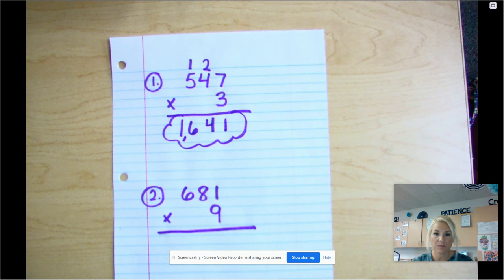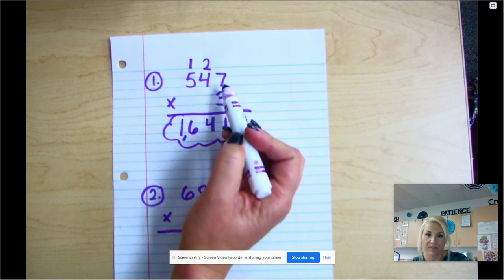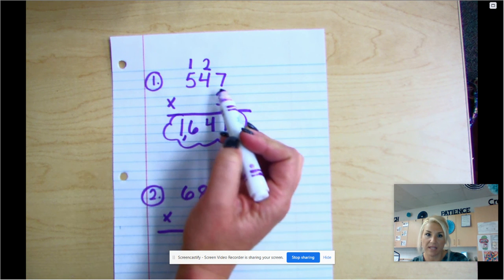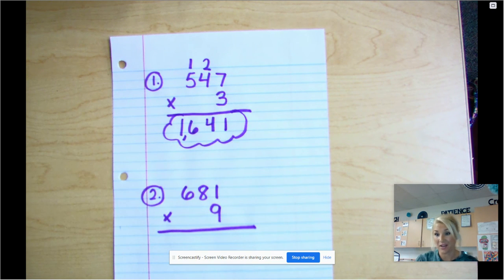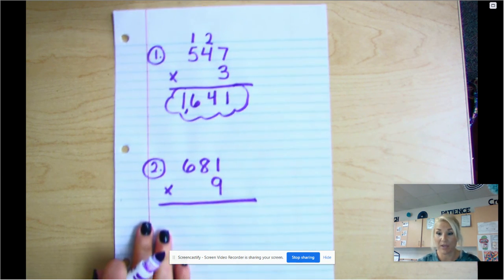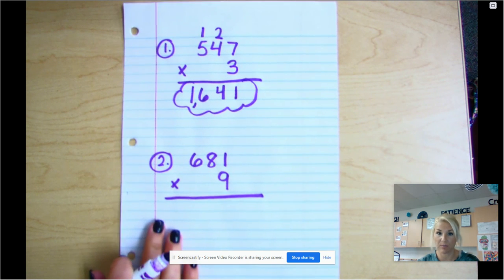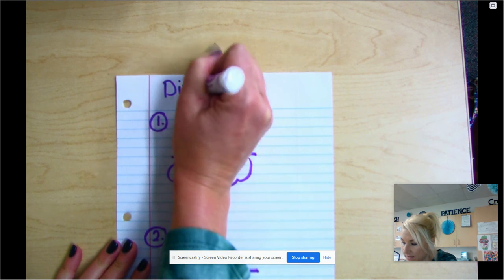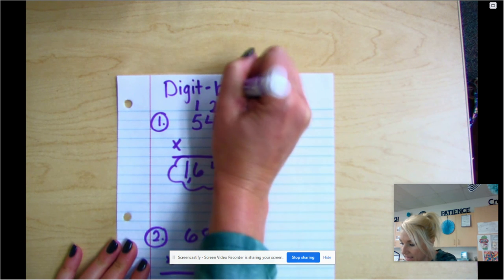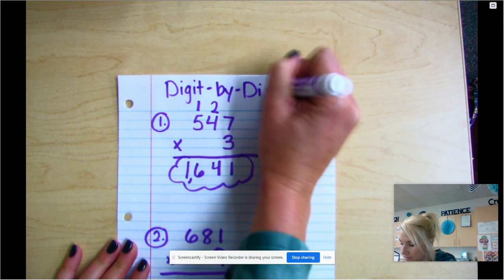I know some of you are used to the rectangular sections where you multiplied 3 times 7 and 3 times 40 and 3 times 500. That still works, and then you add all your numbers together. However, we want you to find a method that's a little bit quicker to use in 5th grade. So that's why we're practicing what we call the digit by digit method.